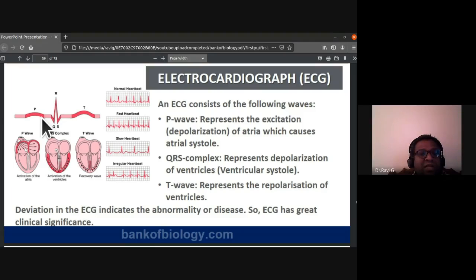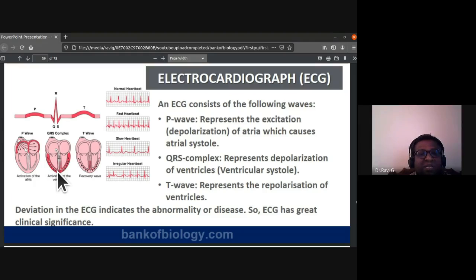Okay. QRS complex represents the depolarization of the ventricles, that is ventricular systole. T wave represents the repolarization of ventricles, that is the recovery wave. Both the P wave and QRS complex represent depolarization.